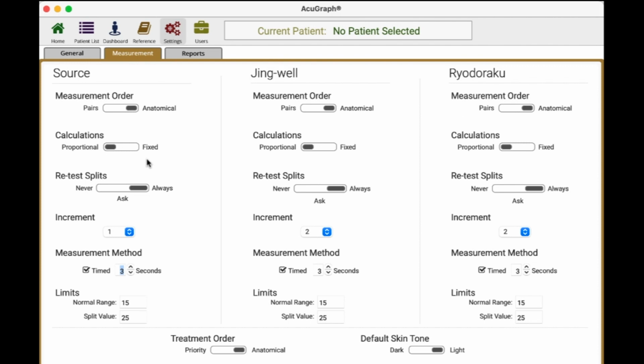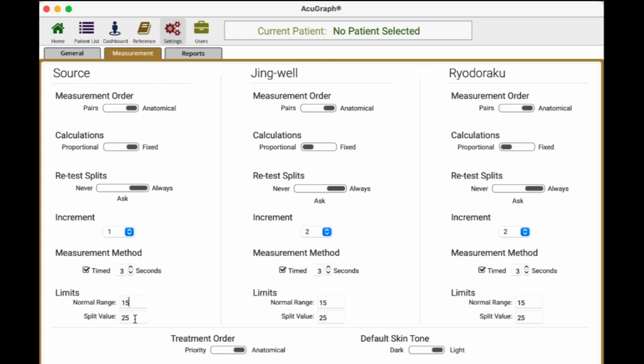Under fixed calculations, we'll jump down here to the limits. If I put it on fixed like this, then these range and split numbers will be used. So if I put it on fixed, the normal range is 15 above and below the mean, and I can change that number. 15 above and below, in other words a normal range of 30, is probably pretty reasonable when your average is around 100. But when your average is really low, like if your average is only 20, a normal range of 15 above and below that is ridiculously large. That's why you want proportional.